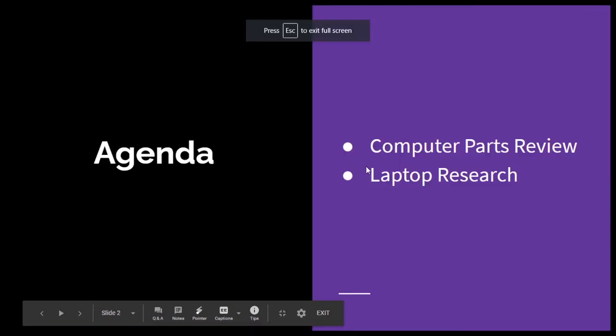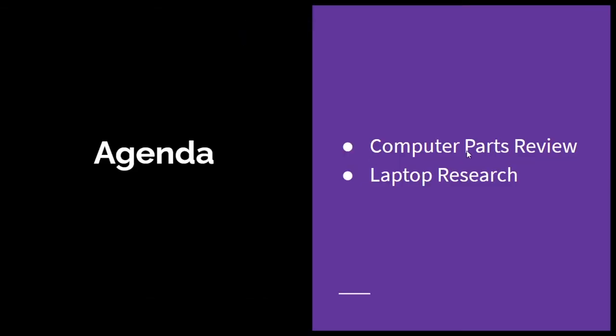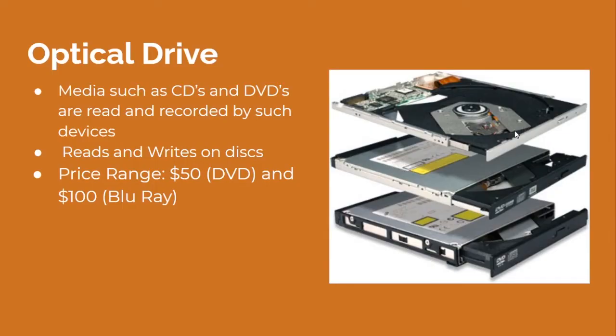First, what we're going to be talking about is the computer parts. We'll do a review on that, but we'll dive into a little more information. We'll be talking about how you check the compatibility of these different parts if you were to build your own computer. And then we're also going to talk about your laptop research assignment. So let's jump right into the parts review.